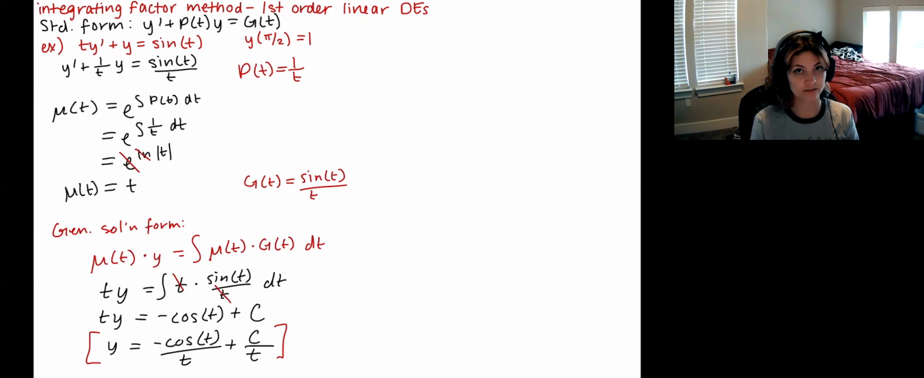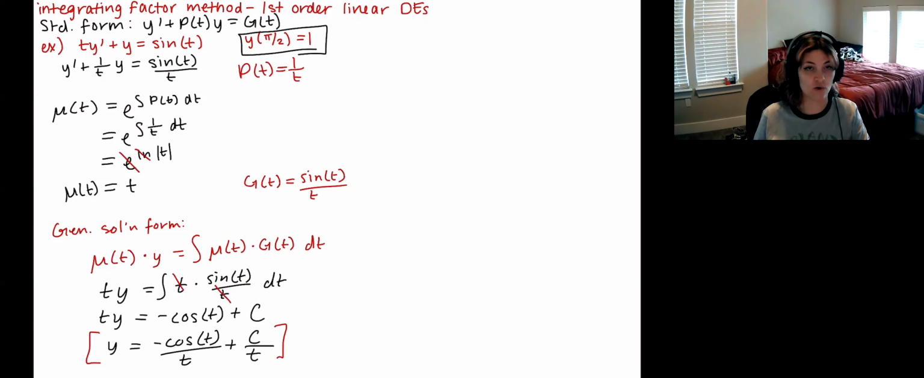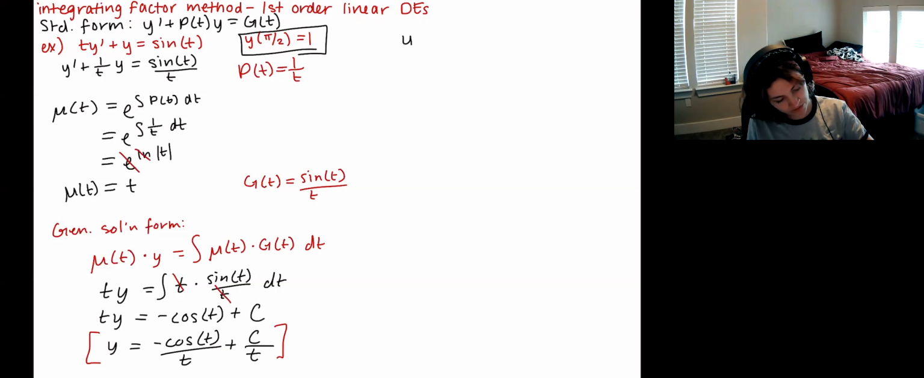Now, usually, if you were just asking for a general solution, we would be done with our problem, yay! But we were given an initial value, which is up here, y of pi over 2 is equal to 1. So we want to find the solution for this initial value problem. So all we have to do is plug those values into our general solution, and we can solve and get what we need. So I'm going to move over to this side.